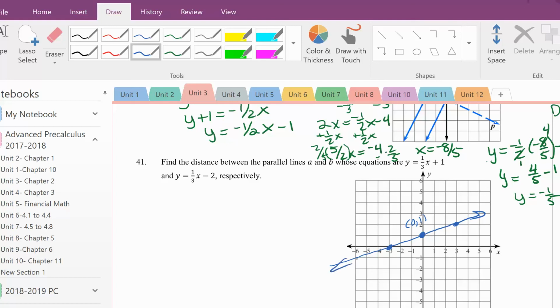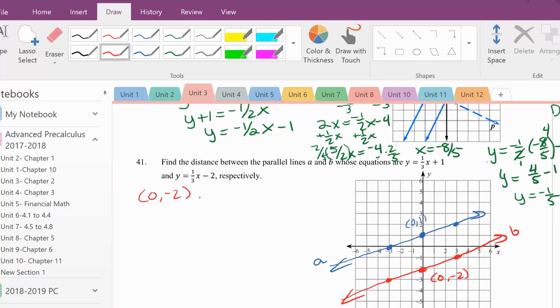So there is line A, we'll call it. So line B is you start at -2 and you go up 1 to the right 3 and then down 1 to the left 3. And there's line B. So now you have to pick a point. And so we'll start at 0, -2. So we'll pick a point on line B, 0, -2.